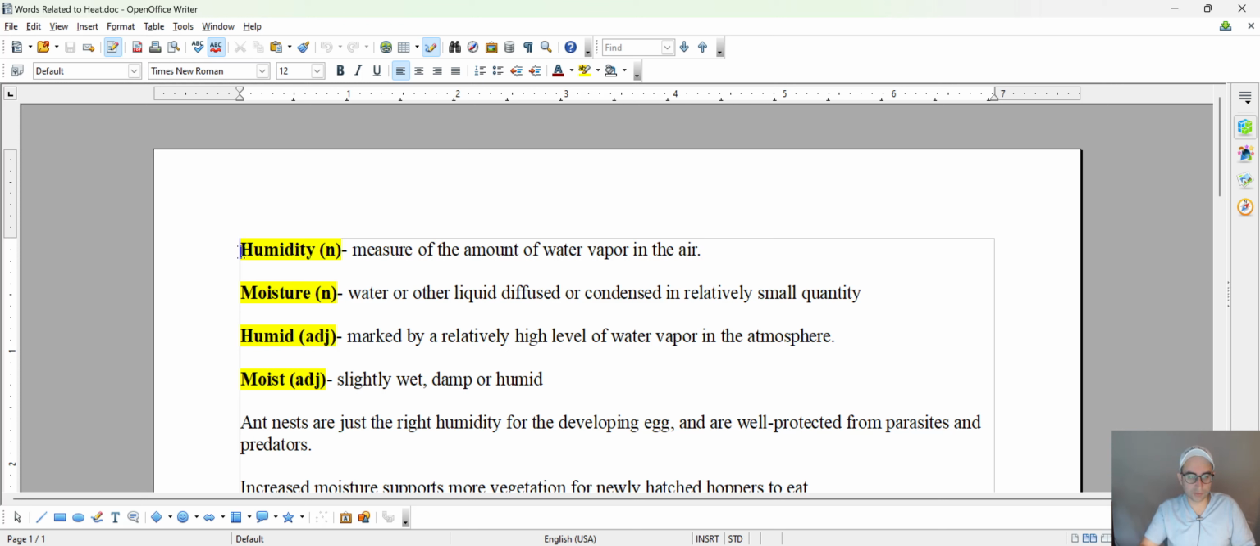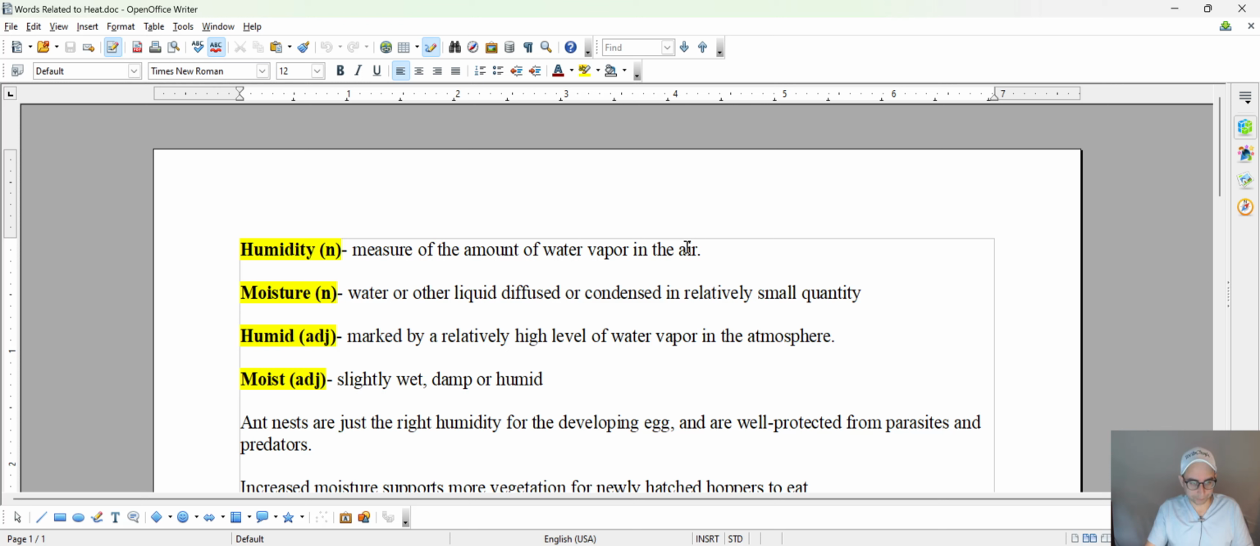All right, so the first one is humidity. This is a concept, it's a noun. A measure of the amount of water vapor in the air. So just to make it easy on you guys, just imagine how much water is in the air. That's it. Don't let the vapor confuse you.